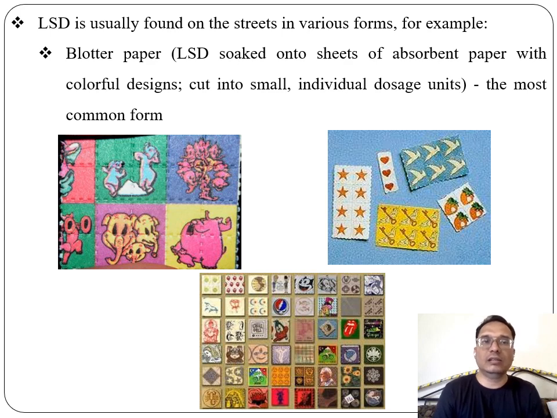LSD is usually found on the streets in various forms, for example, blotter acids. These blotter acids or blotter papers are soaked in a solution of LSD, and these are the most common form of LSD found on the street.